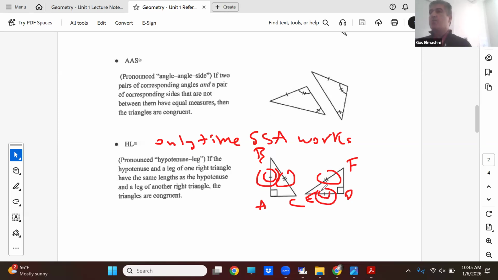Then we can deduce that everything else will be the same. The other leg's the same, the other angles are the same, everything's the same. So those are the 5 ways. That's it. Hypotenuse leg, AAS, SAS, ASA, and of course SSS.